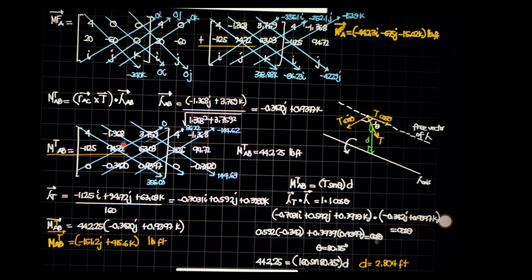Remember, A to C, you just copy the coordinates of C. 4 minus 0, then negative 1.368 minus 0J, 3.759 minus 0K. So that's RAC, components of RAC. Next component of tensile force, negative 112.5, 94.72, 63.03. Then the unit vector, 0, negative 0.342, and 0.9397.